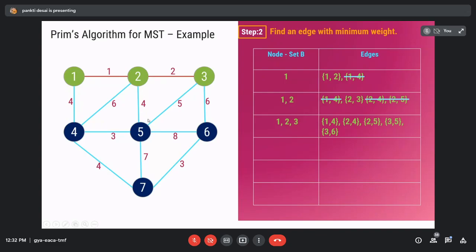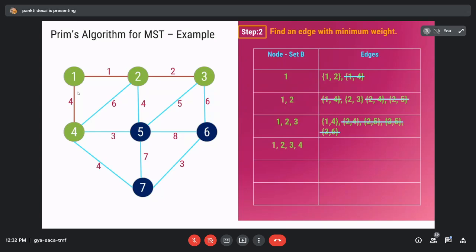we have two options. Either we can select 1 comma 4 or we can select 2 comma 5. But that selection depends on the programmer. So here we select 1 comma 4. You can select 2 comma 5 also, but here we select the 1 comma 4.